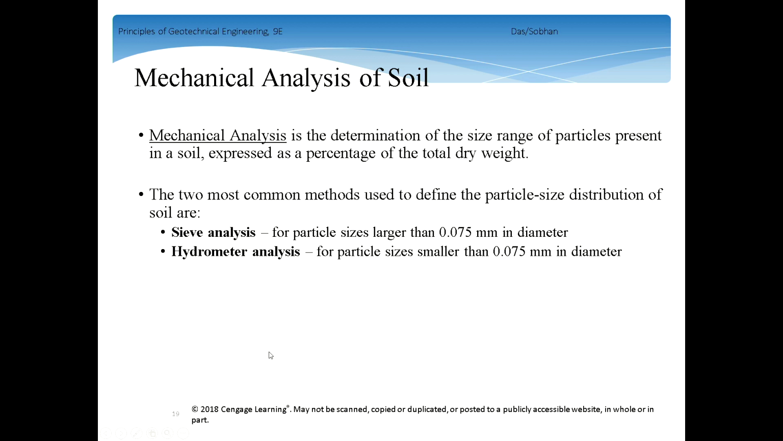So the two most common methods we use to define the particle size distribution of soil are sieve analysis for particle size larger than 0.075 millimeter in diameter, and hydrometer analysis for particle size smaller than 0.075 millimeter in diameter.